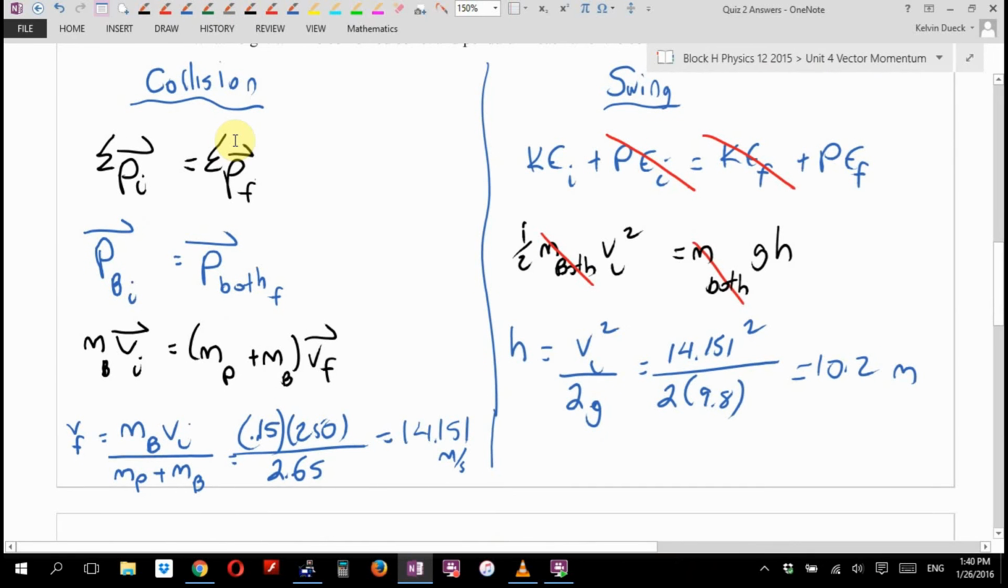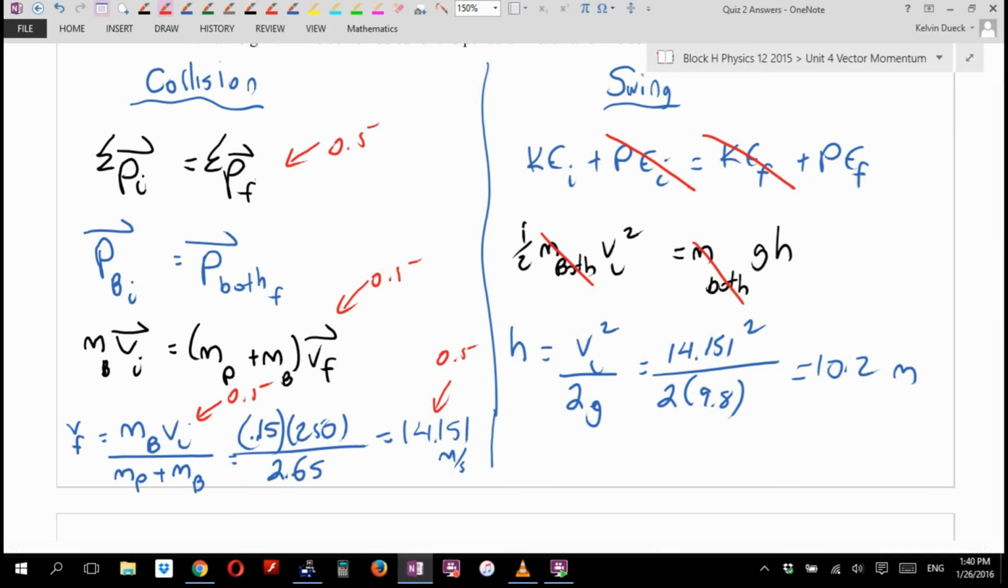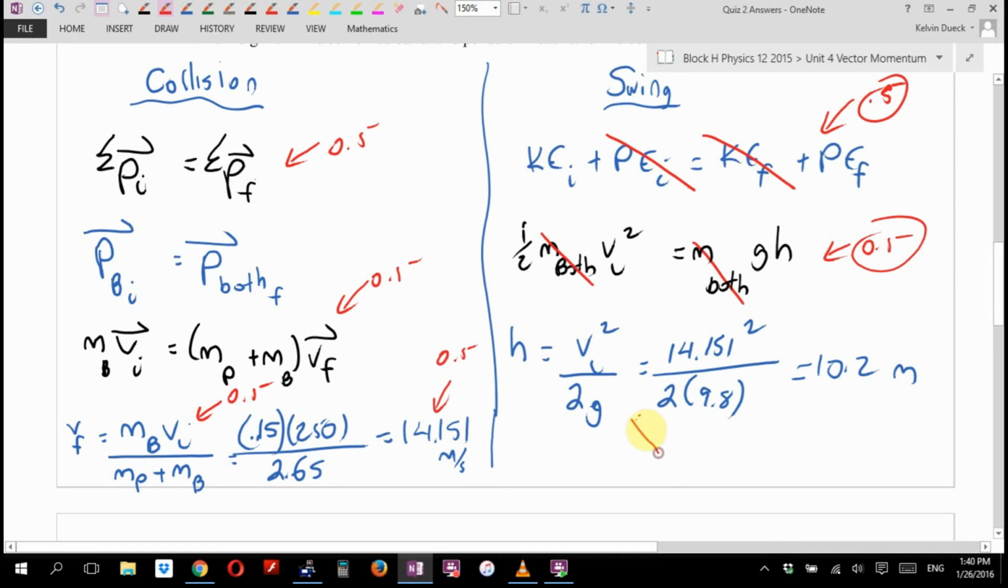Otherwise, I'd give a half mark, a half mark, a half mark. If you were able to find v final after the collision, v initial at the beginning of the swing, that gets you 2 out of 4. And then I'd probably go a half mark, a half mark, a half mark, and a half mark.